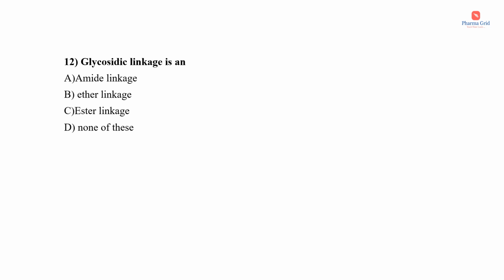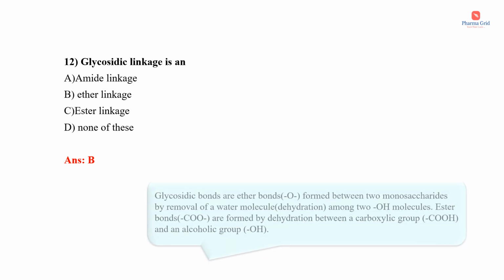Question number 12. Glycosidic linkage is an. The options are amide linkage, ether linkage, ester linkage, none of these. So here the correct answer is option B, that is ether linkage. That is, the glycosidic linkage is an ether linkage.